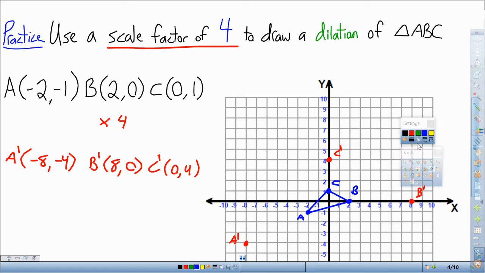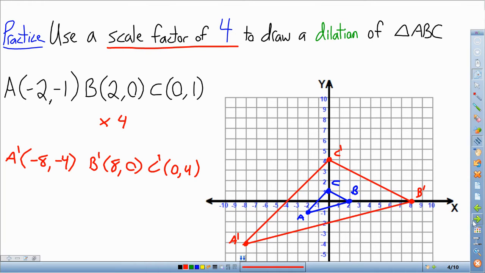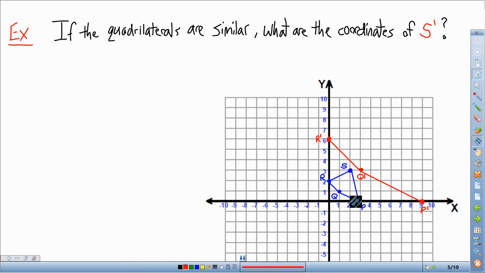All right, and yeah, we do get a big old enlargement here. And as you can see, we've created a similar shape. Okay, that's kind of the theme of this whole thing. We're creating similar shapes. Okay, so the last thing we're going to do here is what can we do with a similar shape? This is saying if the quadrilaterals are similar, what are the coordinates of S prime? Okay, we can actually use it to find missing coordinates.